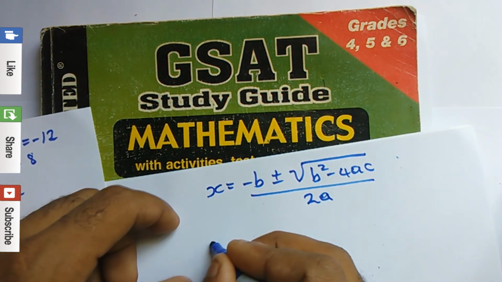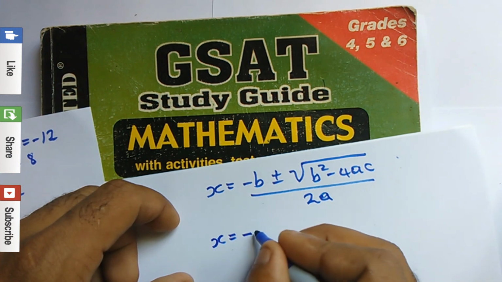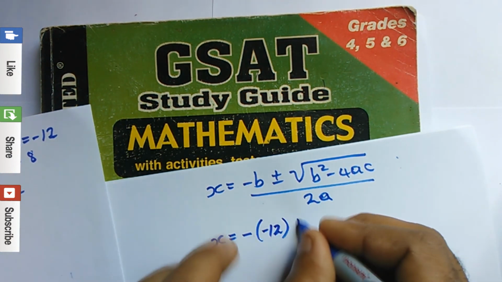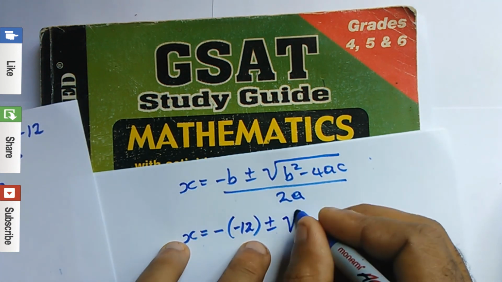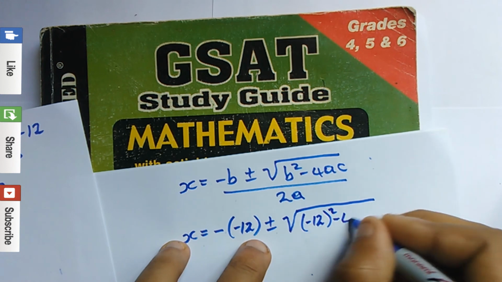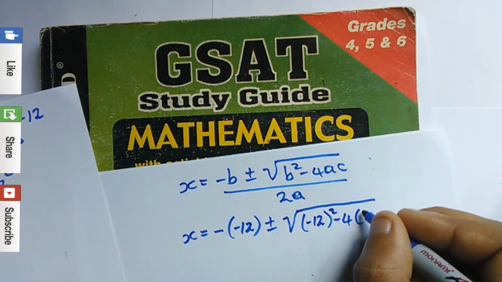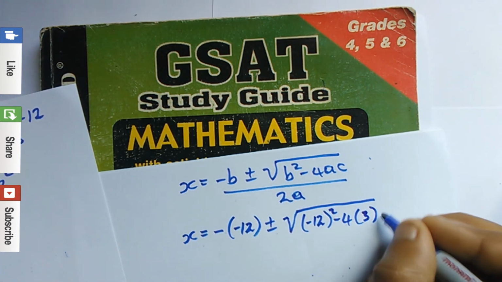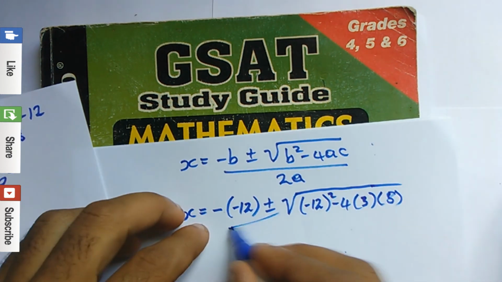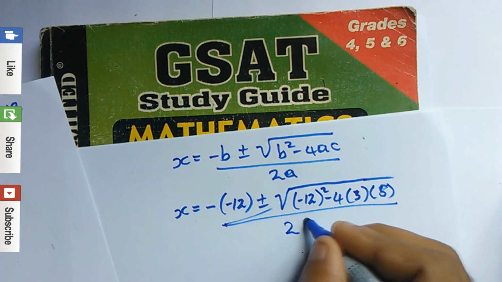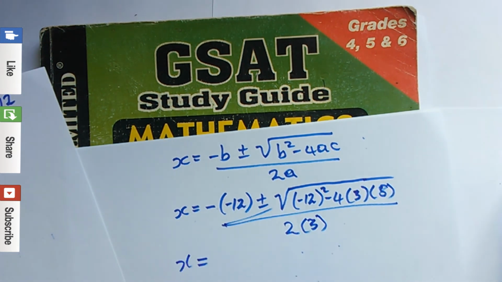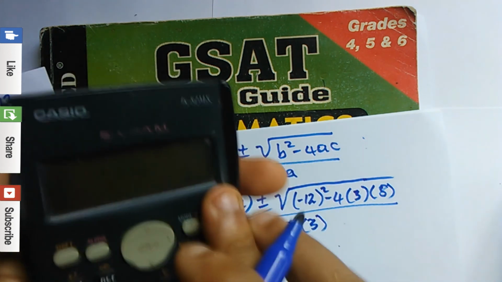So I'm going to have x equal to minus b, the b value was negative 12, plus or minus the square root of b squared, which is negative 12 squared, minus 4 times a, which is 3, times c, which is 8, divided by 2 times 3. As I said, you can use a calculator. So I'm just going to use my calculator here.